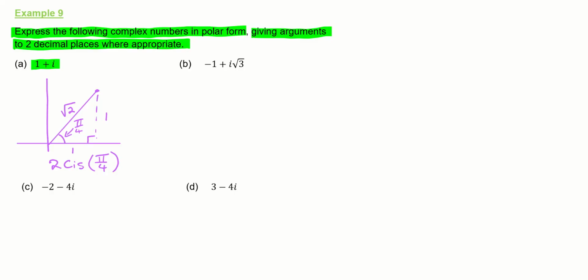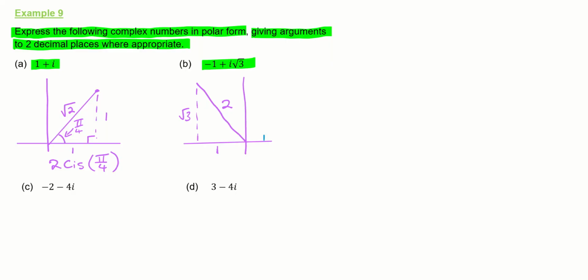The next one is -1 plus i root 3. So if we sketch that one, it is going to be in the second quadrant here, such that this length is 1 and this length is root 3. So root 3 squared is 3, plus 1 squared is 4, square root that gives us this is 2.